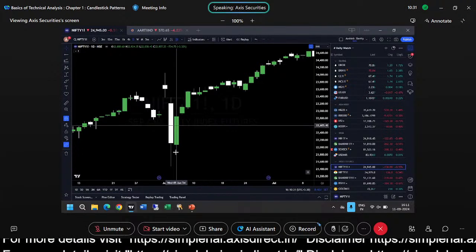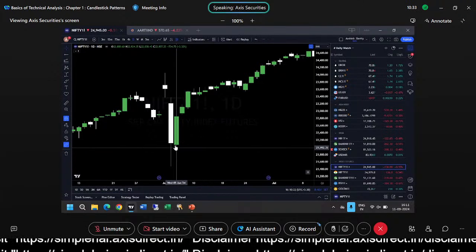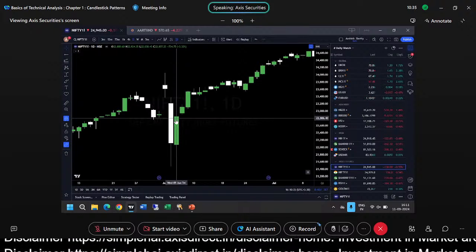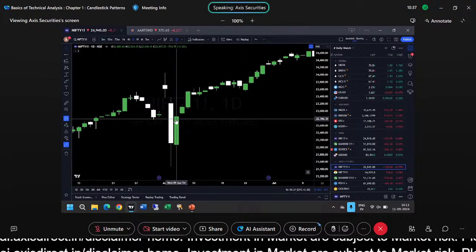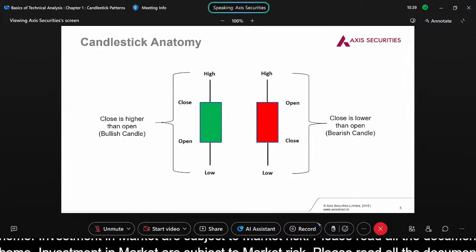So these wicks indicate the path from the open to the low and from the close to the high. What has been the difference? So as Karan mentioned, that is the anatomy of the candle.